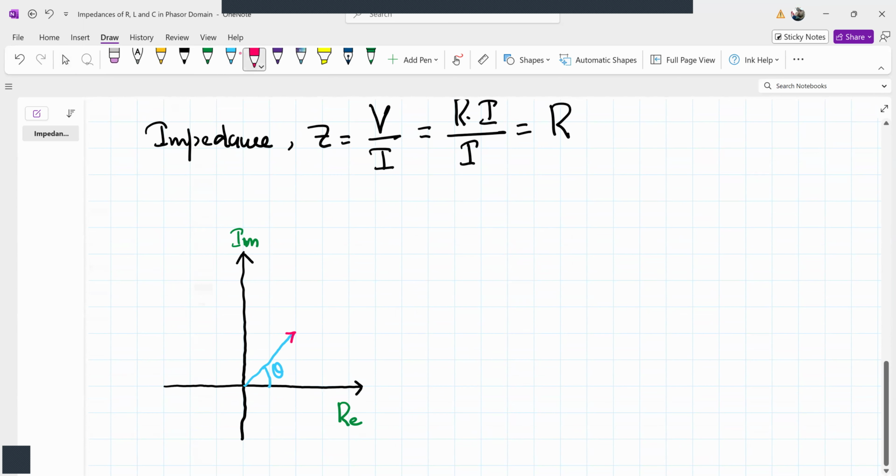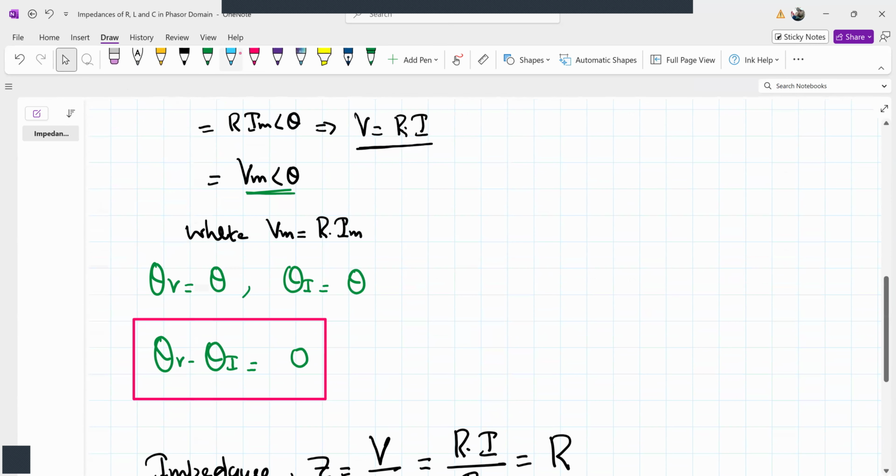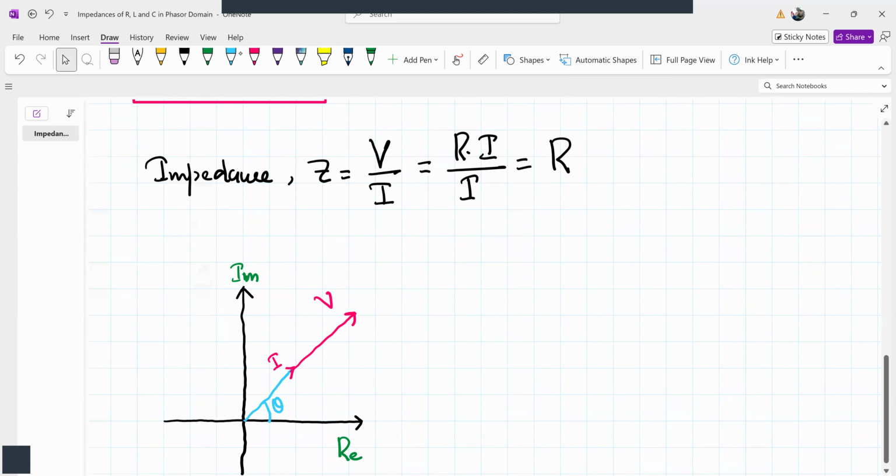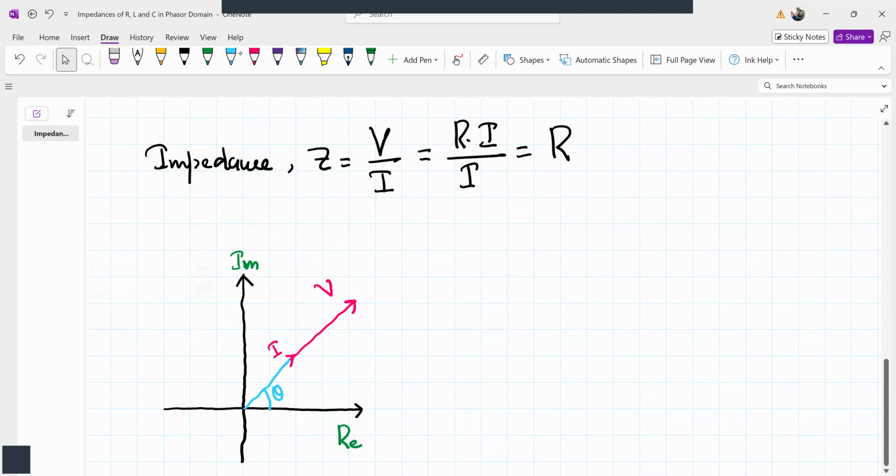So if this is I phasor, V phasor will also be in the same direction because V phasor is equal to R times the I phasor. You can check it from here. Okay, so as there is no phase difference, if I is oriented in this direction, V will also be oriented in this direction. And if I rotate this, okay, I'll say I is my reference. So if I is the reference in the circuit, I is in this direction.